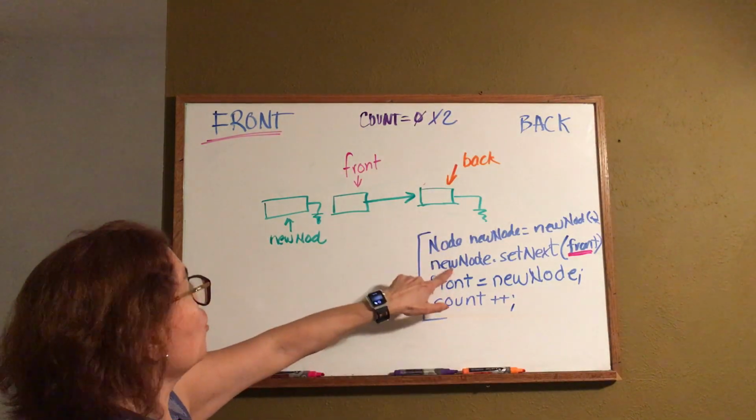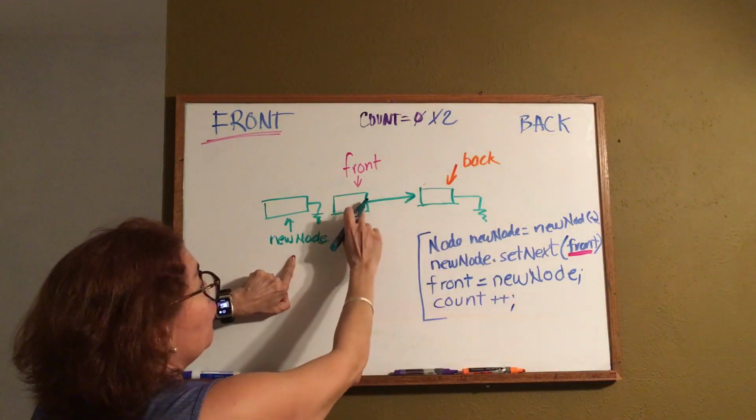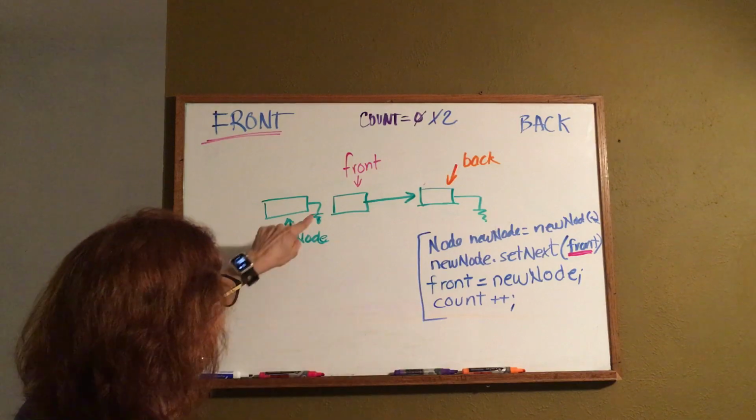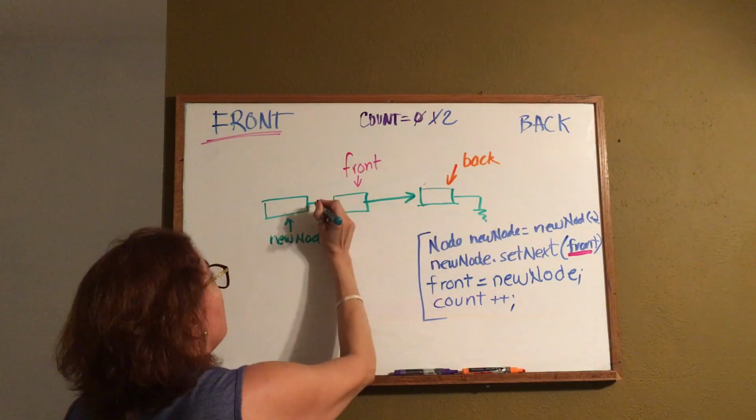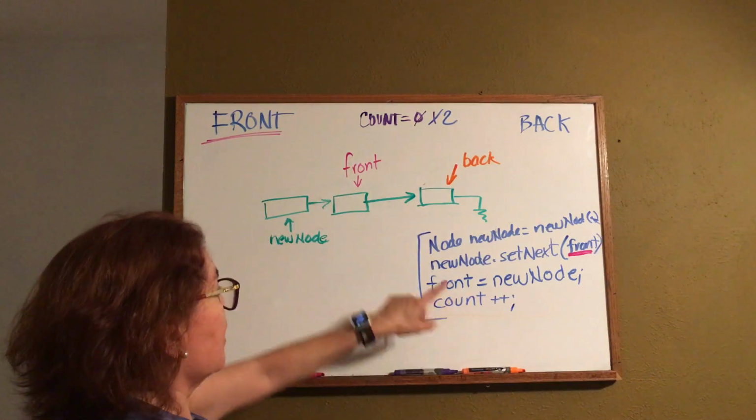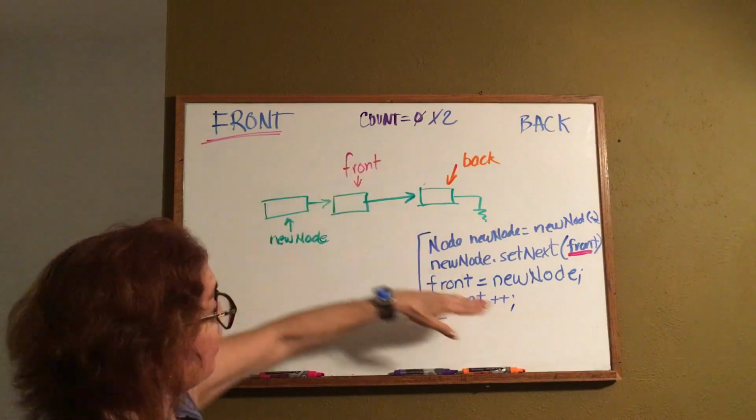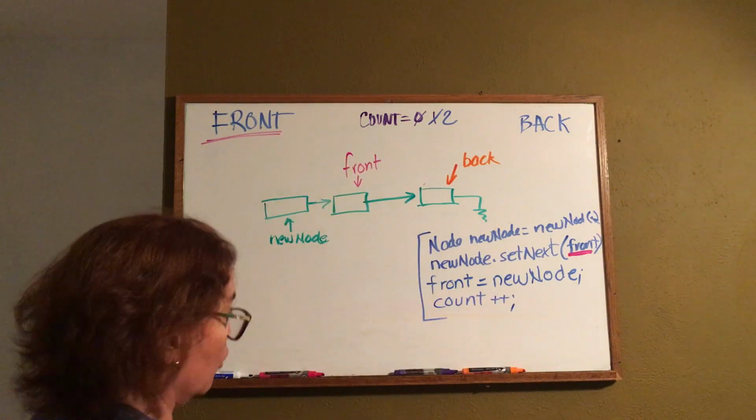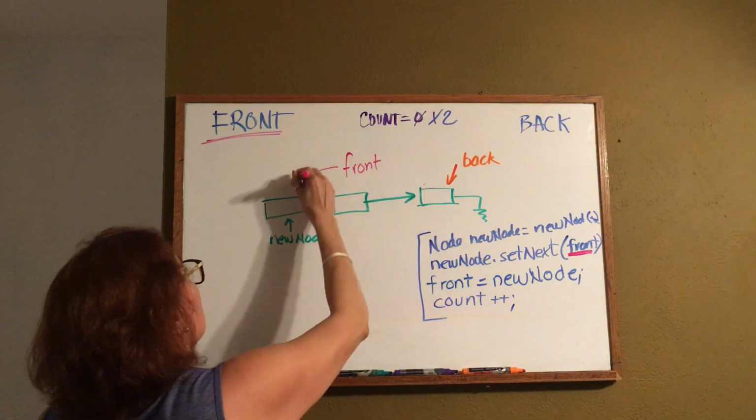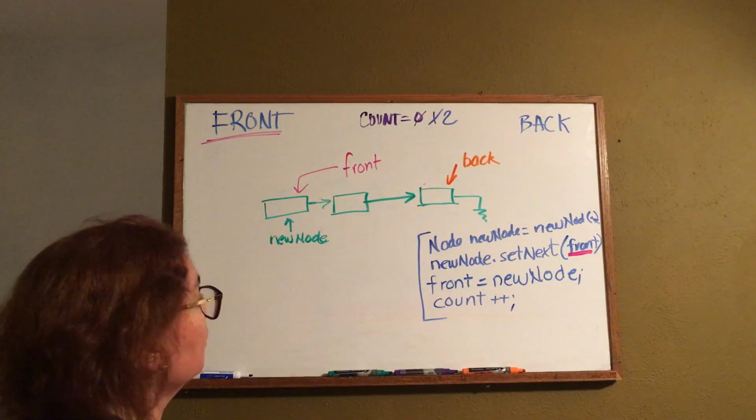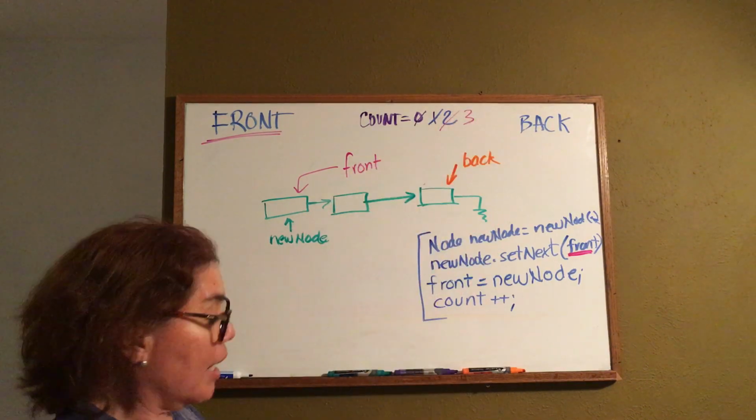But now I say new node, which is this one, new node dot set next to front. Front is right here. Ooh, so I am going to move my arrow. Remember, set next, move my arrow to front. Okay, so here it is. And then I say front equals new node. So whatever new node is referencing, it's going to be referenced by front. So basically, front now is referencing that one as well. And I increment my count, 3, and I'm still good, right?